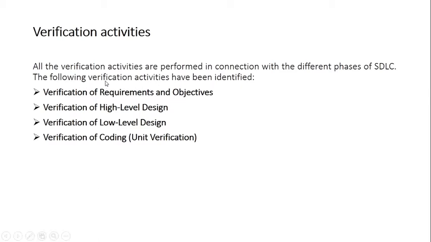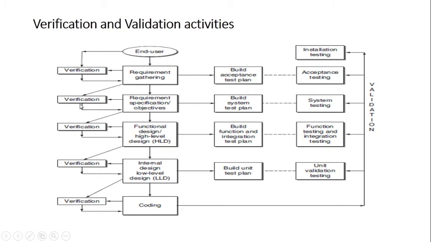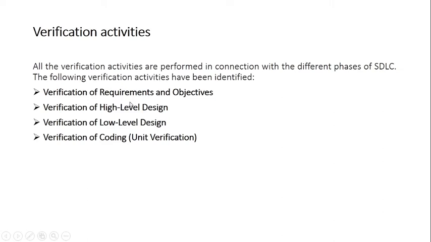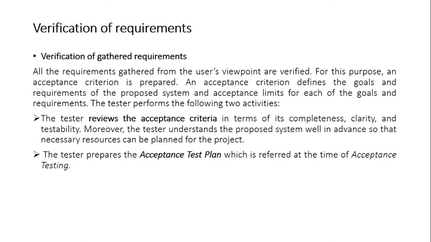Now what are these verification activities? There are major verification activities that were also represented in the diagram. The first one is related to requirements and objectives. See, here, verification is basically these 5 activities: 2 are related to requirements, then functional design, then internal design, and then coding. So these are the verification activities. We'll just go through these: verification of the requirements, that whatever requirements you have gathered, you have to verify all those requirements.